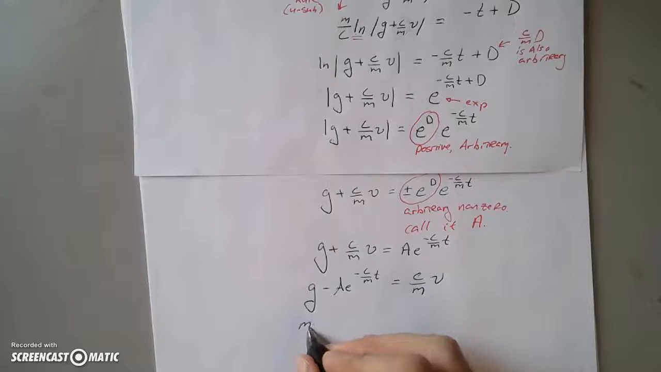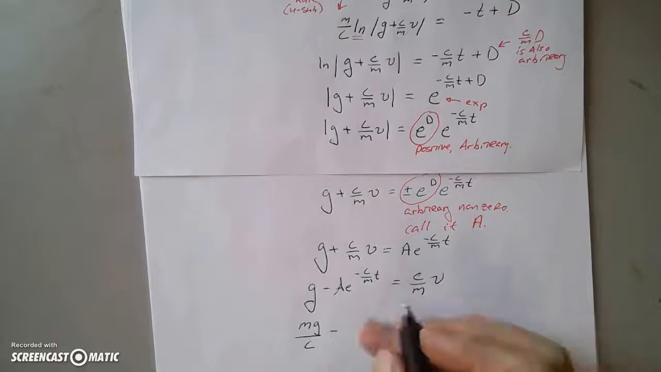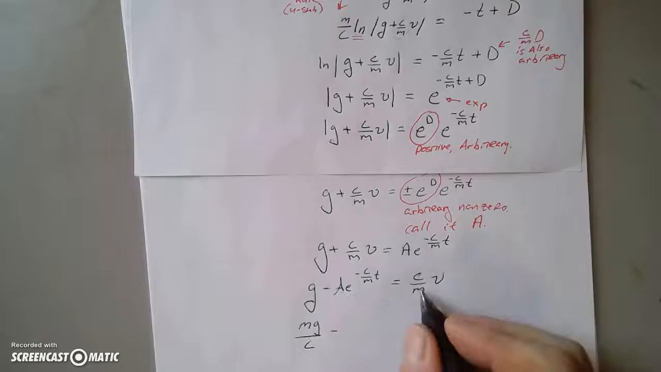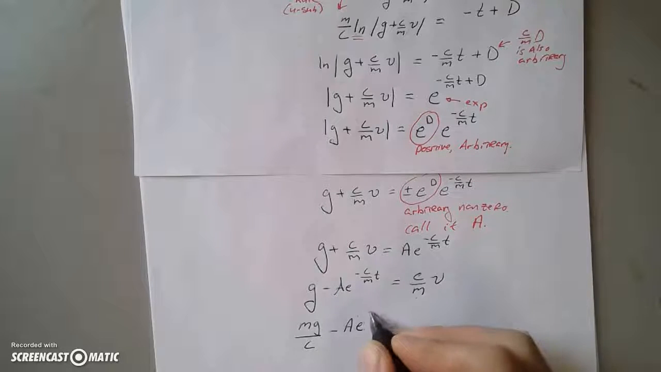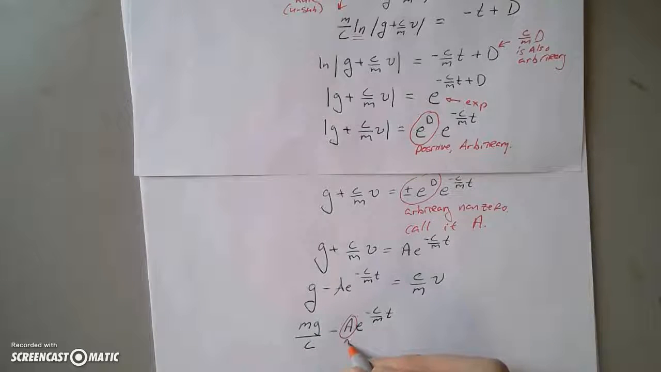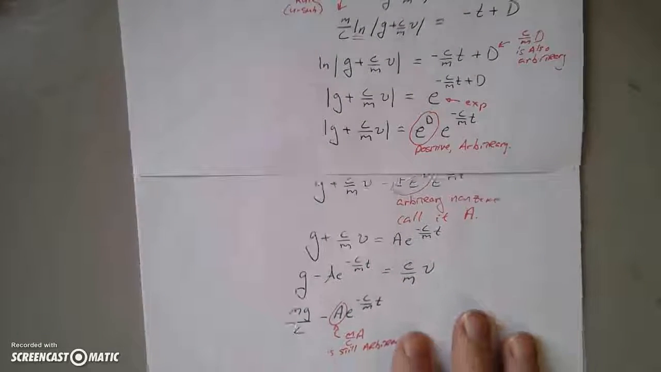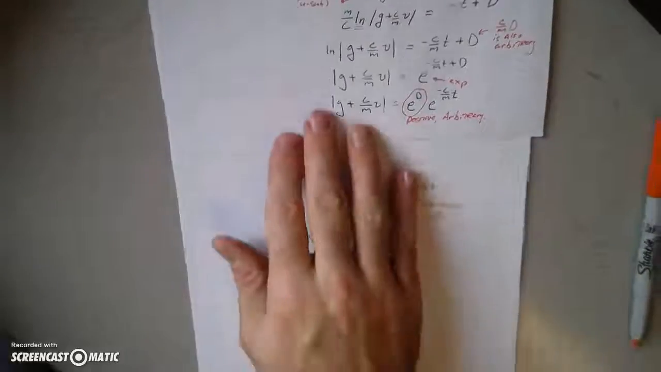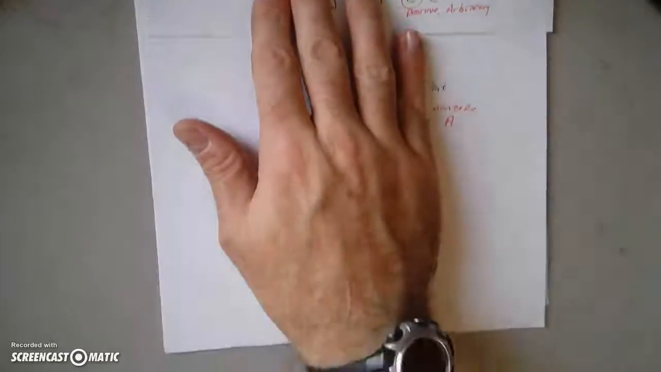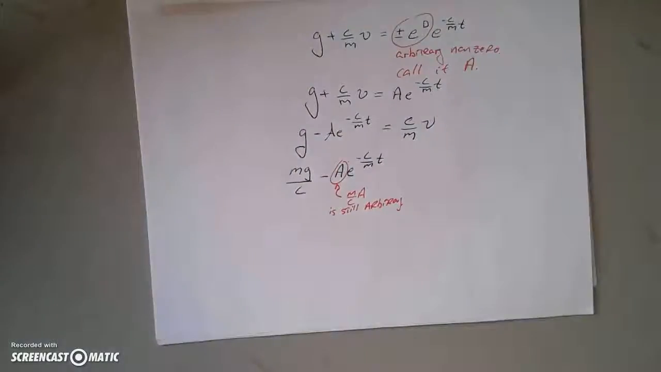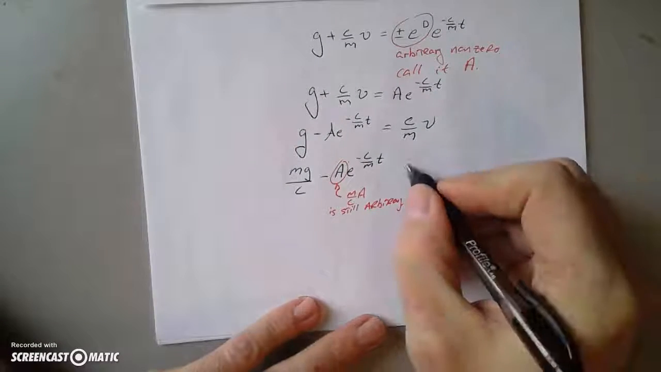Multiply some stuff. Get an mg over c minus, and this is arbitrary. Multiplying, it's still arbitrary. So if you have m over ca, it's still arbitrary. You could keep all these letters. It would be fine. It's just not necessary. Whoops. It's not very high tech. Sorry. All right. This equals v.